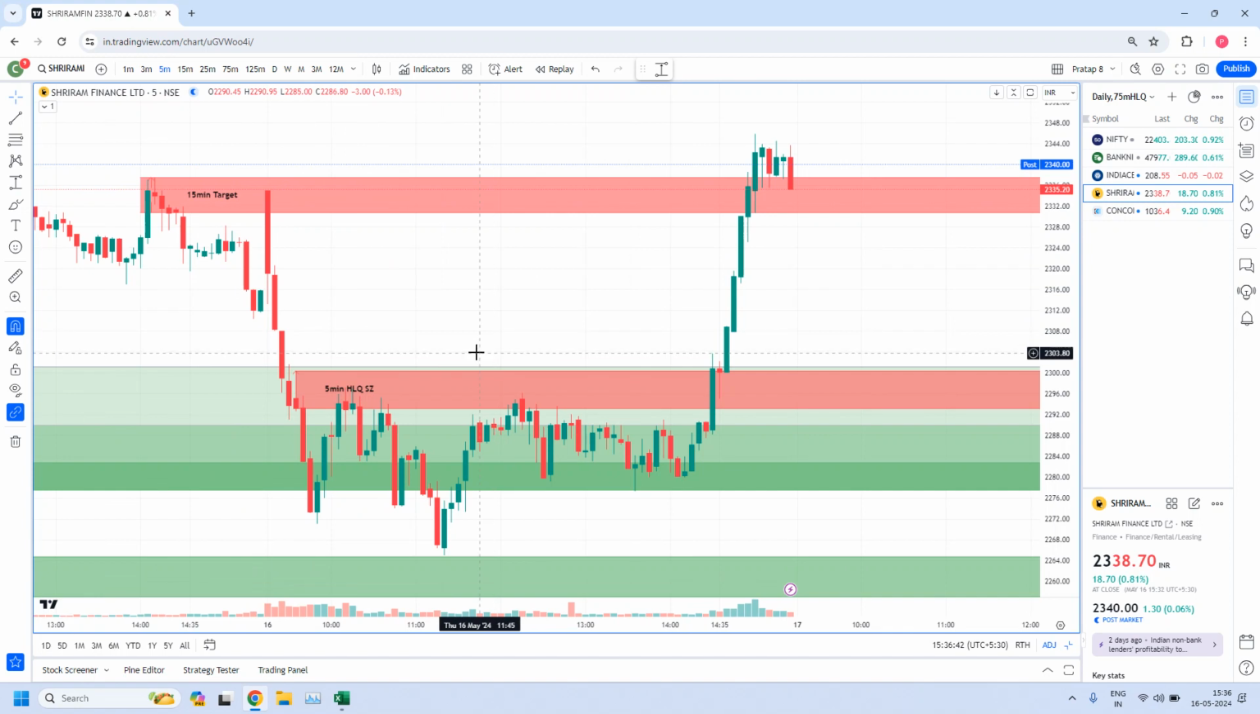That's why in the Telegram group I alerted you guys. In case anybody is eyeing this particular 15-minute target, it is not easy, because 15-minute high liquidity zones may not be allowing you.